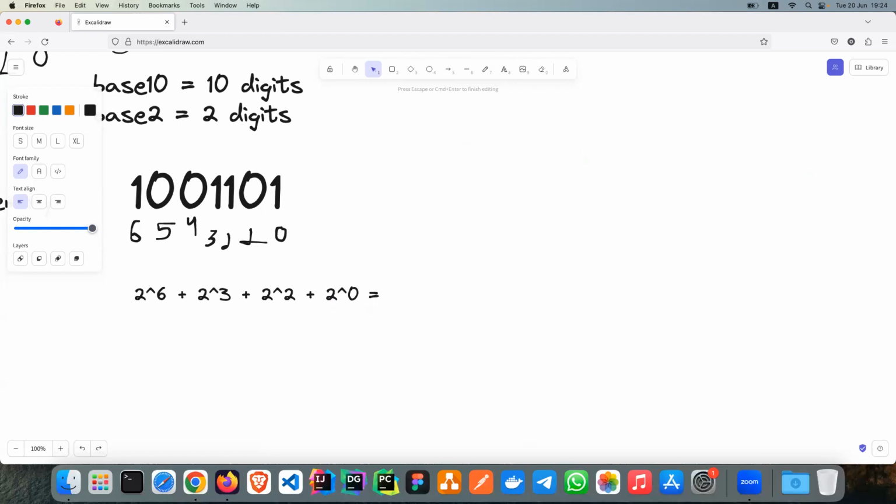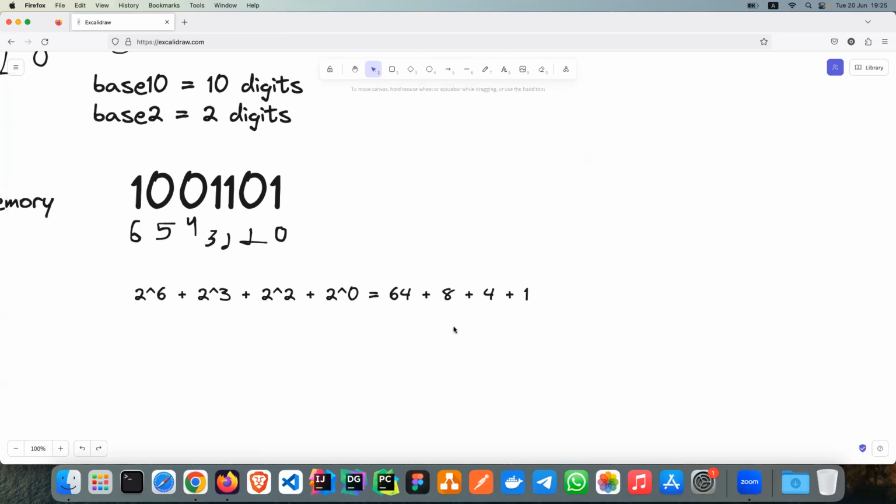What we have here is 2 to the power of 6, which is 64. 2 to the power of 3 is 8, and we also have 4, and we also have 1. So what does it make? We have 64 plus 8, that's 72, then 76, 77. Correct me if I'm wrong. Okay, that should be right.